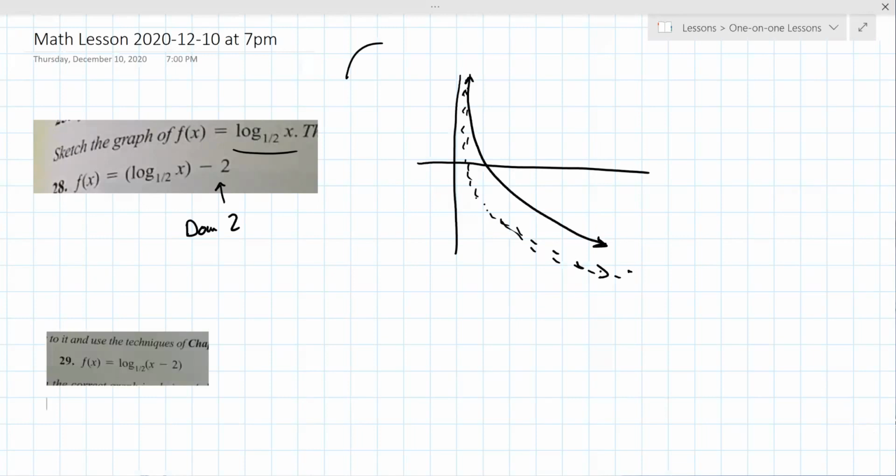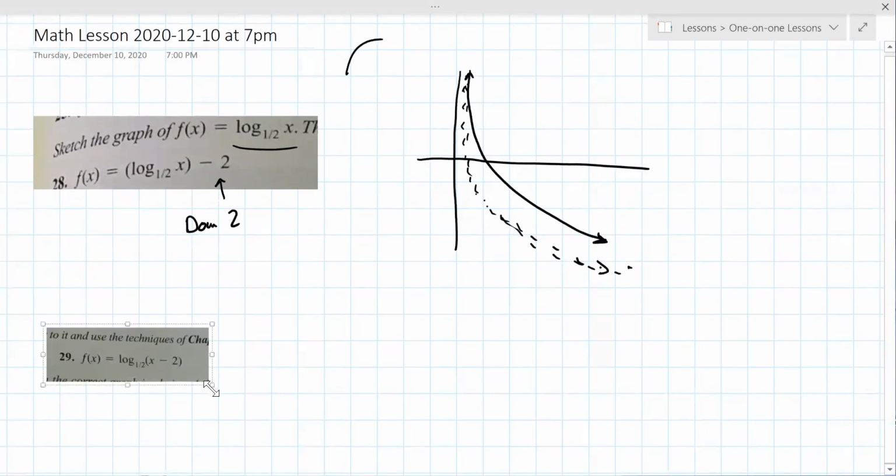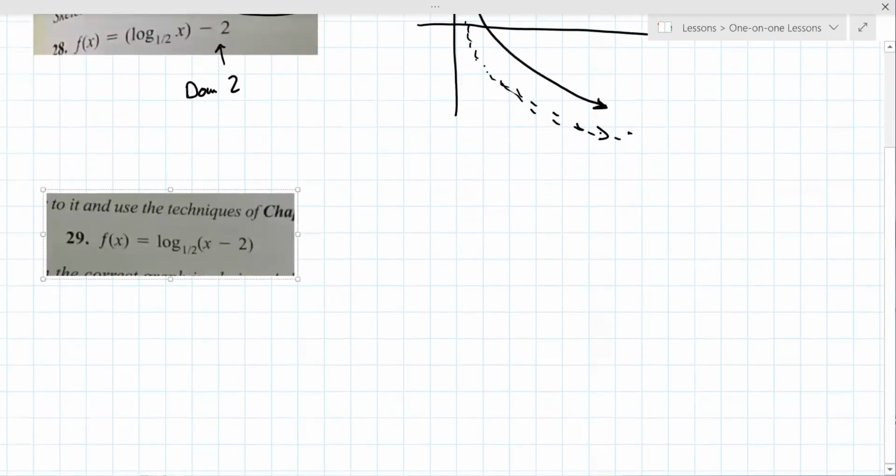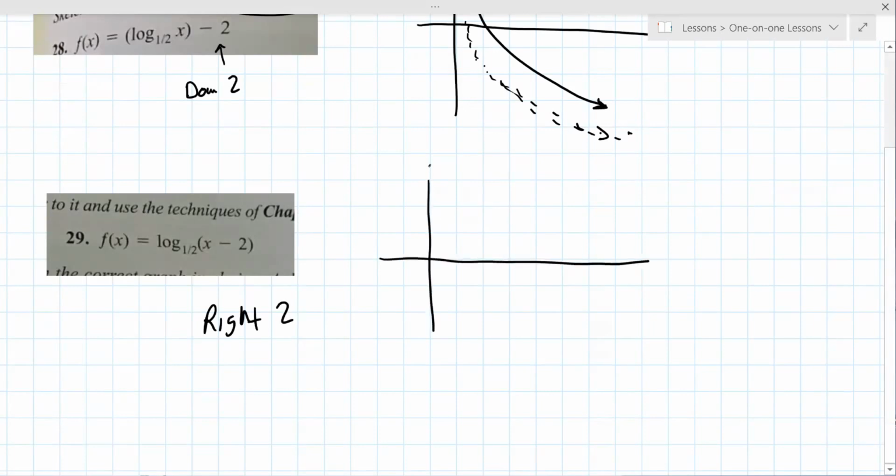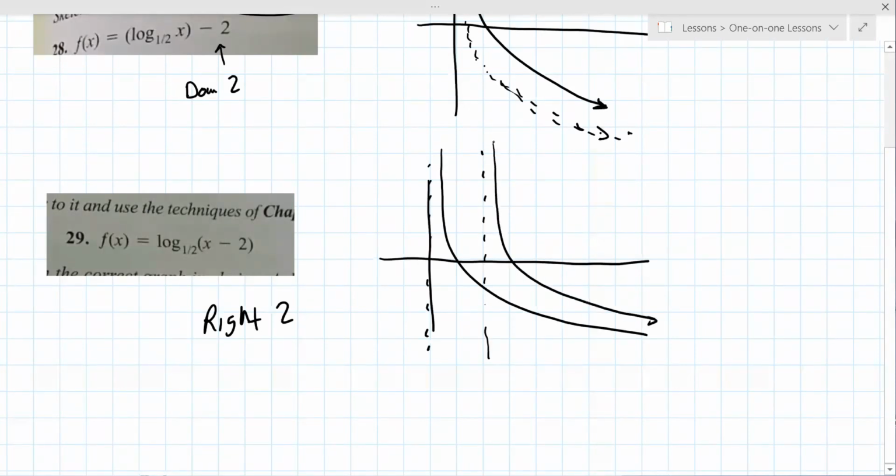This one has the -2 inside the function. So that means that it's going either left or right 2. This one is a right 2 because of that. So the normal graph has a vertical asymptote here at x equals 0, and it looks like this. The 2 moves it over 2 units, and then it's got this shape like this. Same exact shape, just out to the right. Alrighty. So take it out to the right.